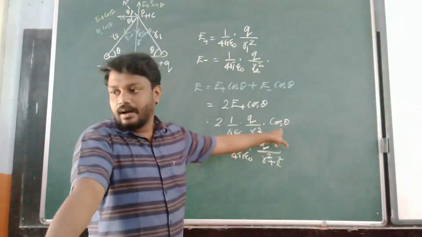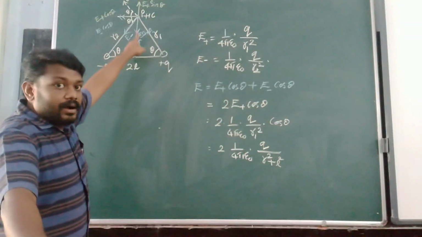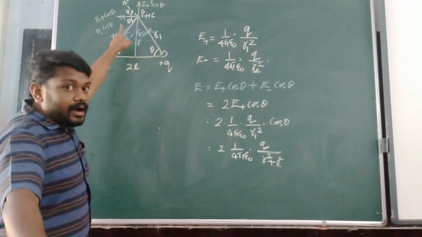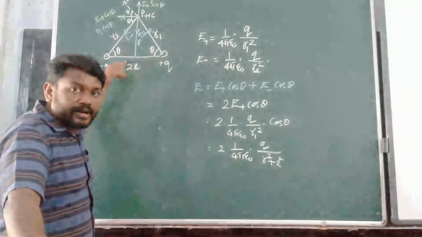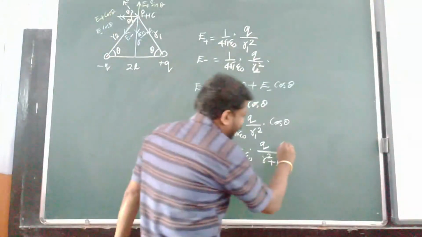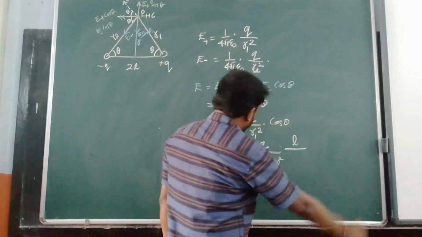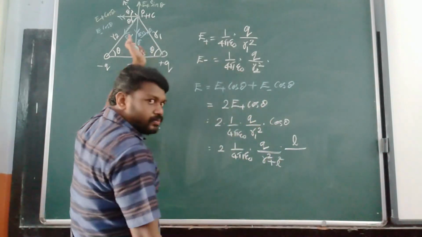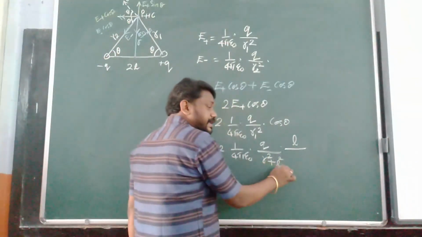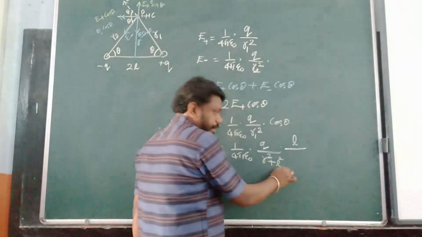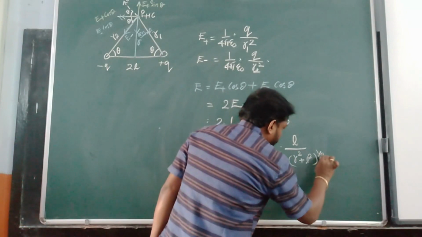And this cos theta, what is cos theta? Cos theta is equal to adjacent side divided by hypotenuse. The adjacent side is half the length of the dipole, L, divided by the hypotenuse, that is r1 or r2. Either you can take, but r1 we have already written as r square plus L square whole to the power 1 by 2. That becomes r square plus L square whole to the power 1 by 2.